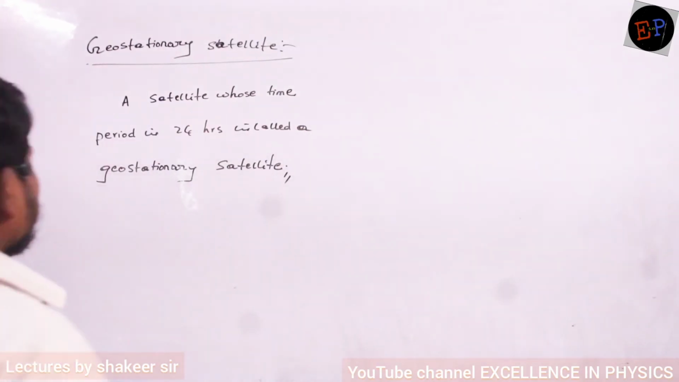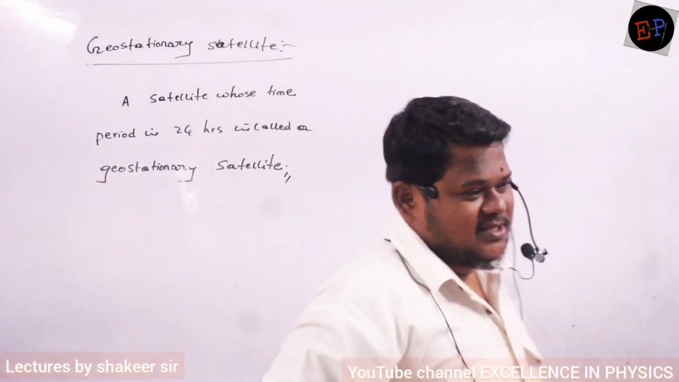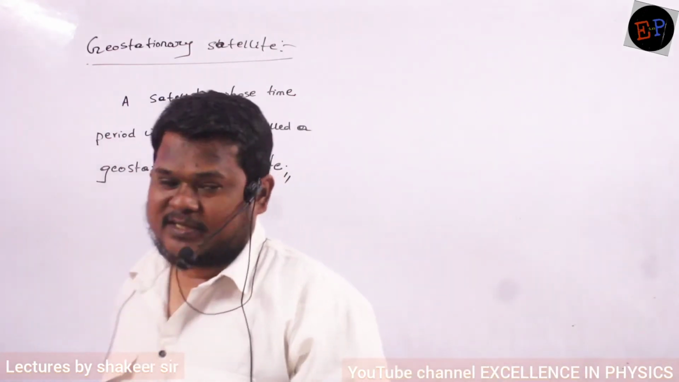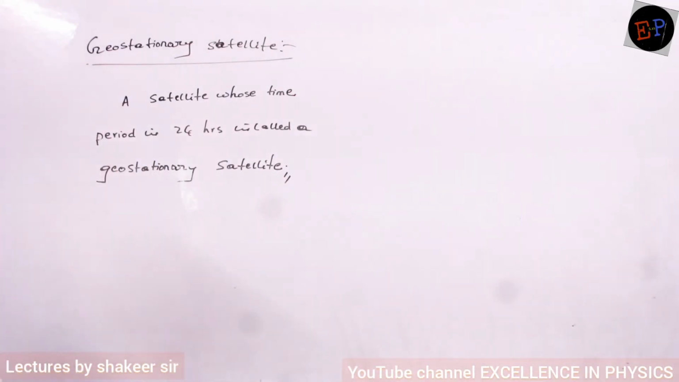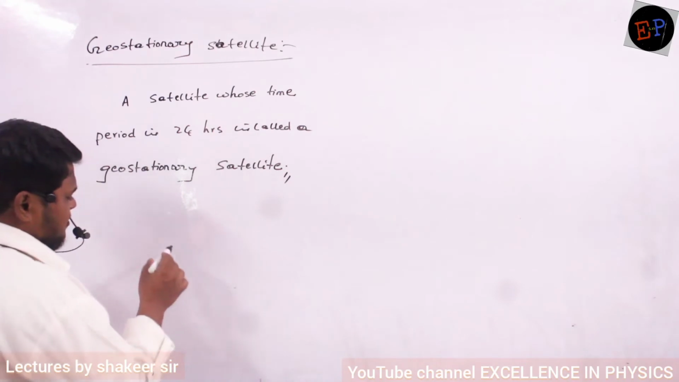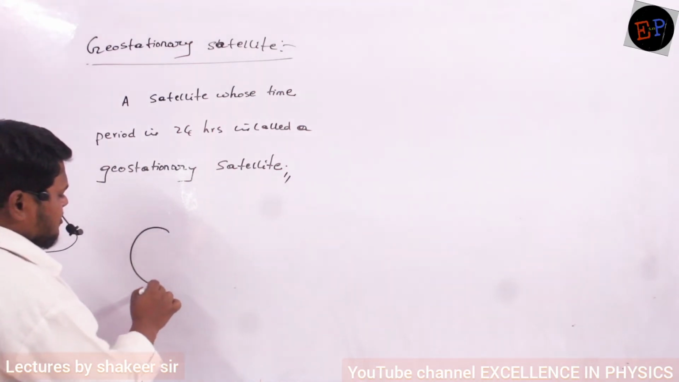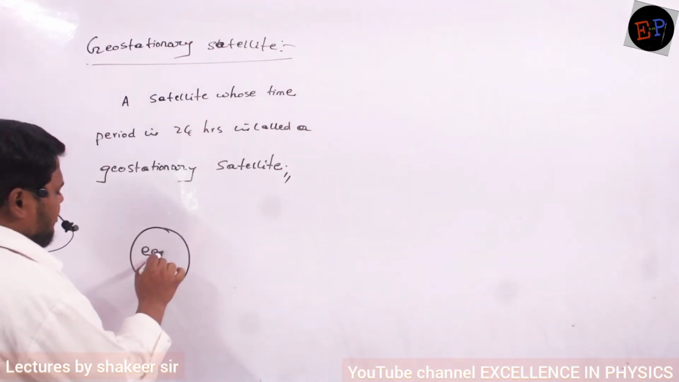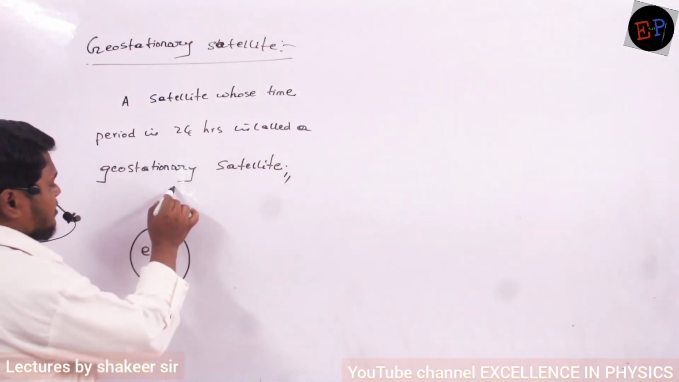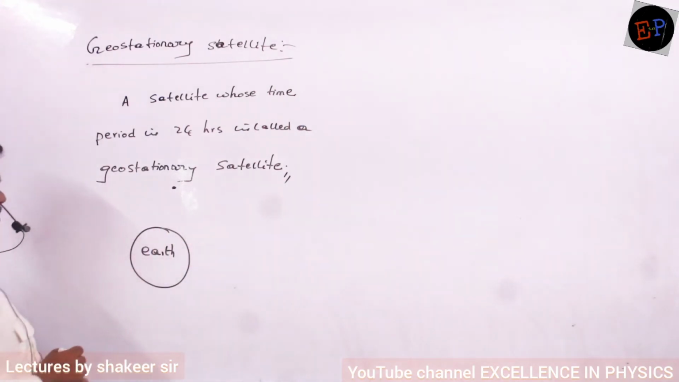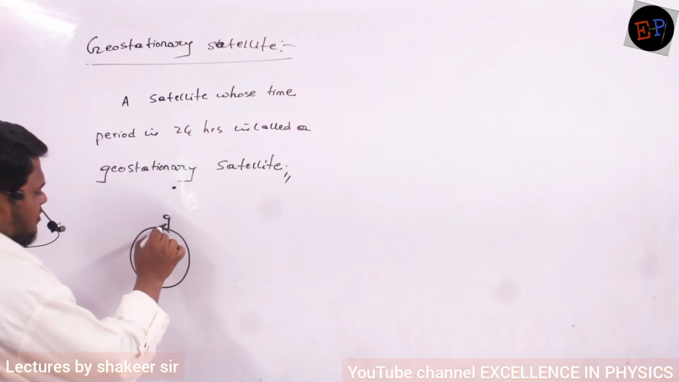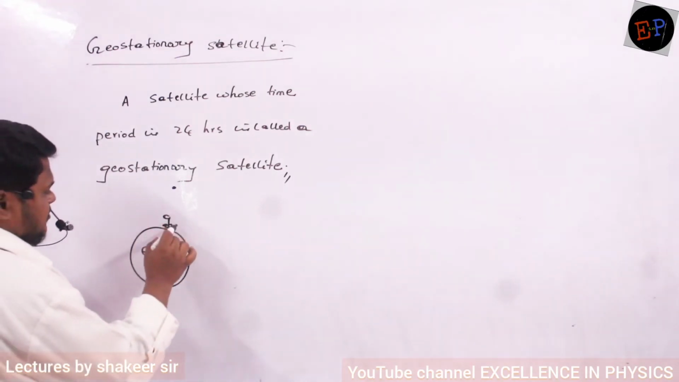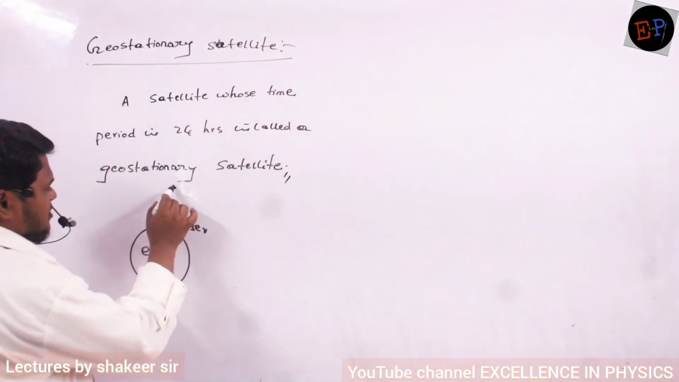Okay, so my next concept is the geostationary satellite. Geostationary satellite means, so the definition we will study afterwards. First of all, see here. Consider this is Earth. And here there is one satellite, and here there is one observer. This is the observer and this is the satellite.